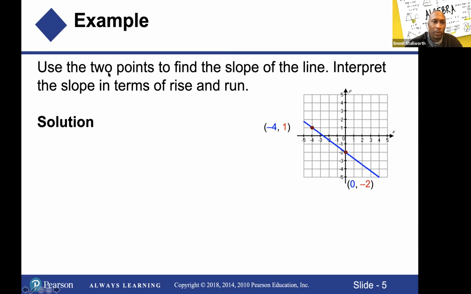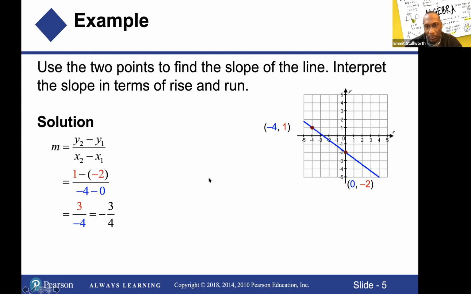So what we want to do is use the 2 points to find the slope of the line and interpret the slope in terms of rise and run. We're going to take that formula that we had and plug this in. Notice that we plug in the y values, which is 1 minus -2, and then the x values, which is -4 minus 0, which gives us 3 over -4, which is equal to -3/4.